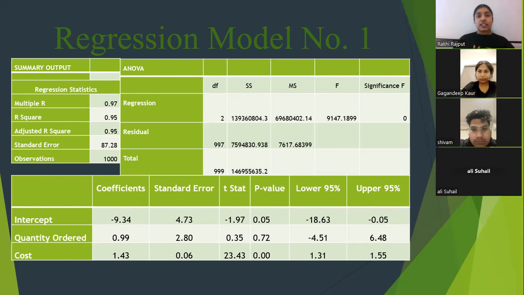Let me explain regression model number 1. Surprisingly, both models seem to fit alike. The R square value and adjusted R square value for both models are the same. Moreover, ANOVA results for both models are insignificant based on these two measurements. We can say that both models fit alike.